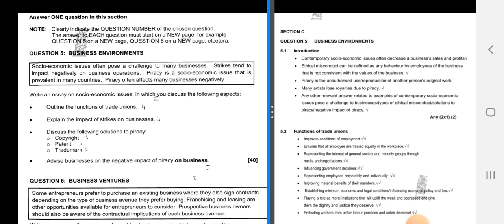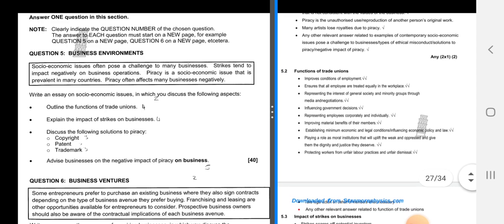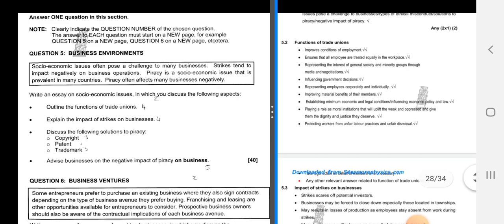So that statement that you are given, socioeconomic issues often pose a challenge to many businesses. You can either talk about socioeconomic issues, or you can talk about challenges that businesses have because of socioeconomic issues. Strikes tend to impact negatively on businesses. You can talk about strikes. You can define strike, or you can talk about piracy in the introduction. You see? That's what you do in the introduction. In the body, it says outline the functions of trade unions. So you just write all the functions of trade unions.